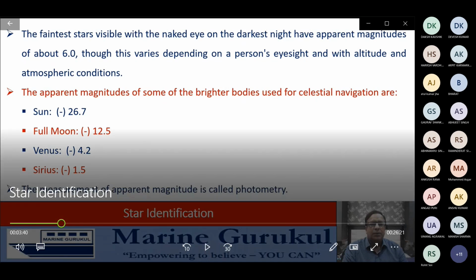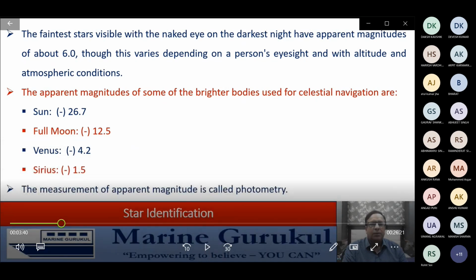Now, you see, when this system was brought in, they named the brightest star as number 1 and the faintest one as number 6. Later on, people said, why not include the sun and moon also in this scale? And the planets also. So when they included the sun and the moon and the planets, some of them were brighter than even the brightest of the stars. So how to include them in the scale?